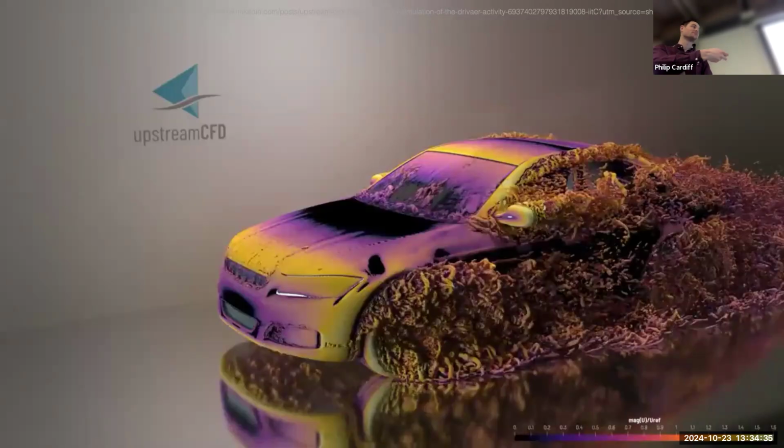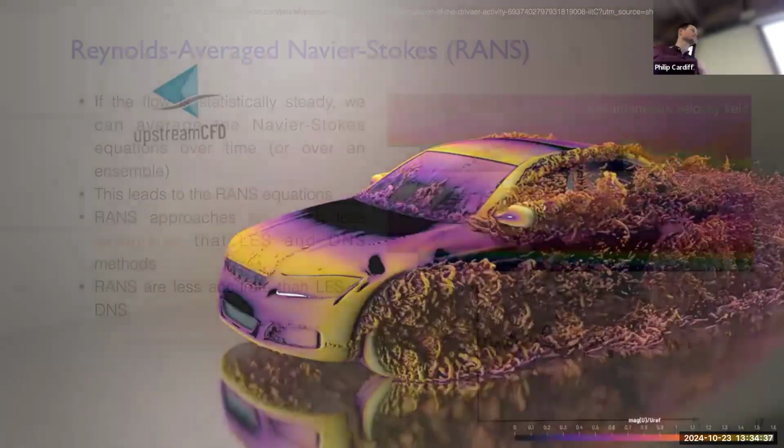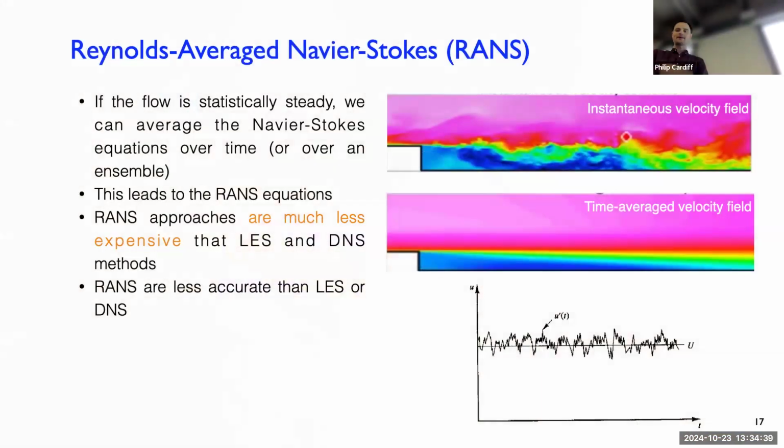These are also very large data sets. So this would be LES. So the last one, the highest level: DNS is one bound of super accurate, very expensive. RANS is less accurate, but very cheap. And then LES is somewhere in between. RANS, or Reynolds, is sometimes called RAS or RES. So Reynolds-averaged Navier-Stokes. If the flow is statistically steady, we can average the equations over time or over an ensemble, and I'll explain what that means.